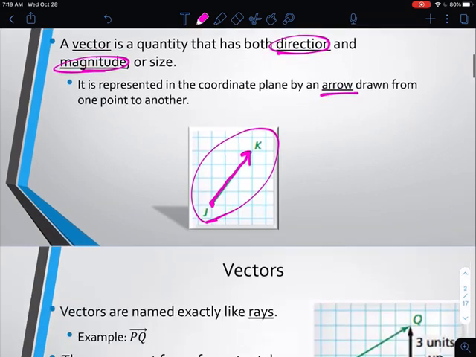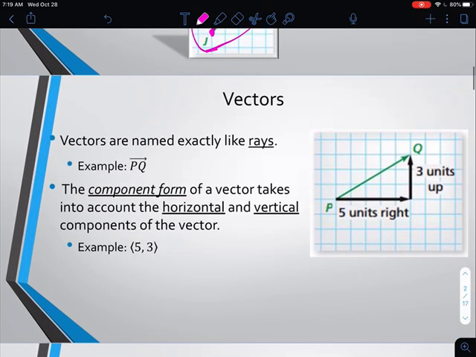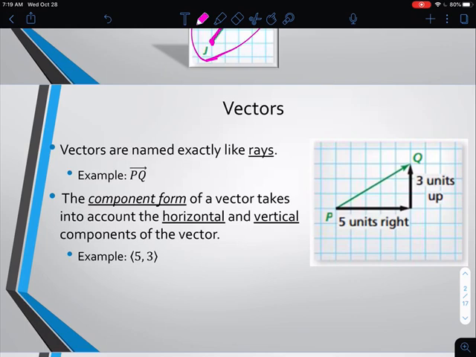Now, the two things you need to know about vectors is how to name them. So we name them just like we did with rays. So we're going to have the starting point P, where we're going to travel to Q, and then we have our little arrow symbol above to show which direction we're heading. So we've got P traveling to Q, just like we have in the picture here. So that's the one thing, is knowing how to name the vector.